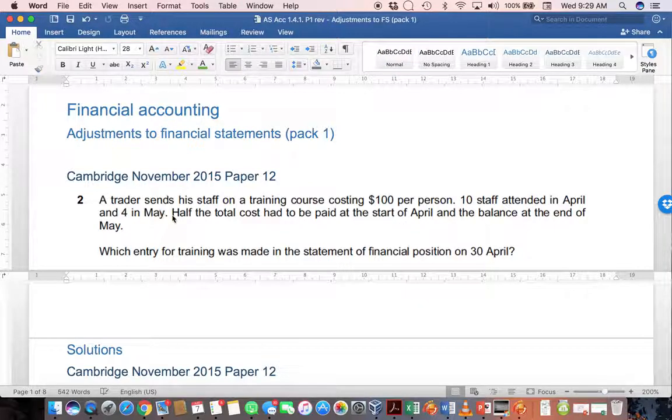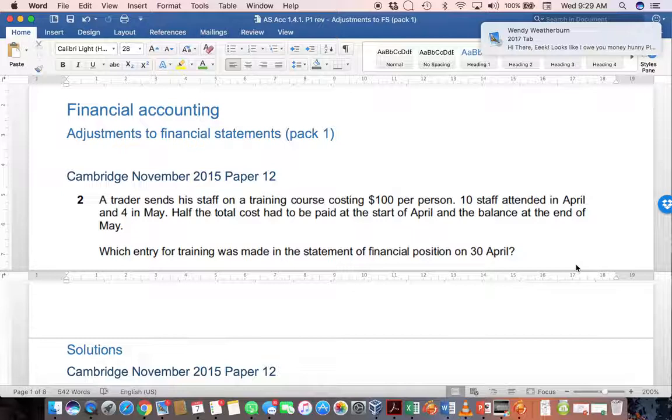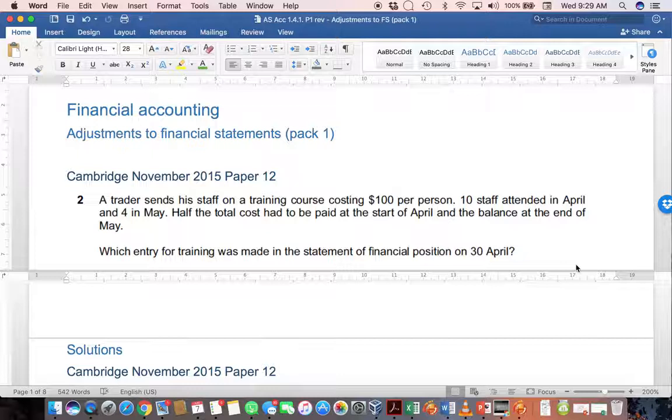A trader sends his staff on a training course costing $100 per person. 10 staff attended in April and 4 in May. Half of the total cost had to be paid at the start of April and the balance at the end of May. Which entry for training was made in the statement of financial position on the 30th of April?